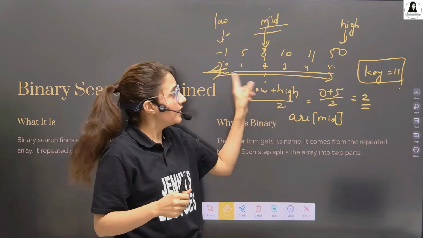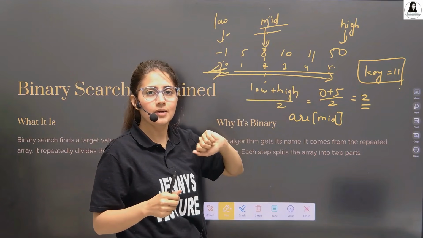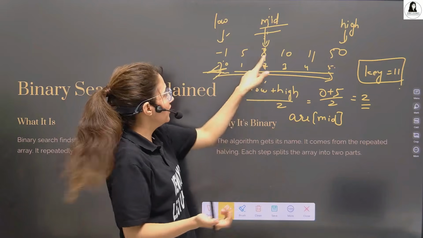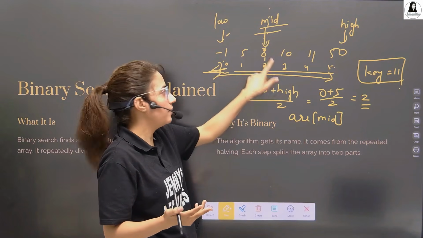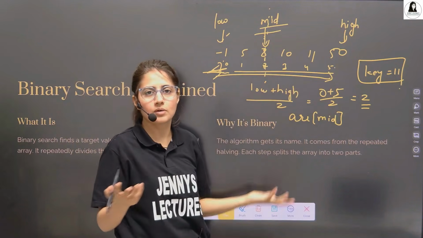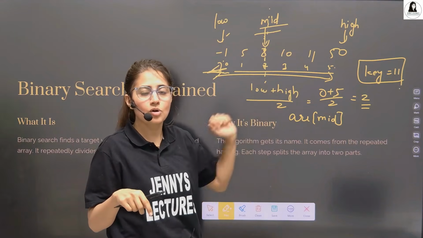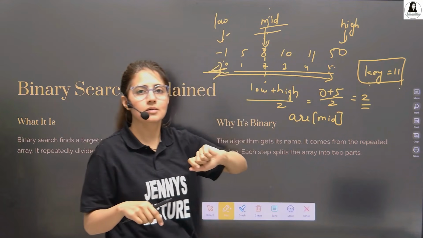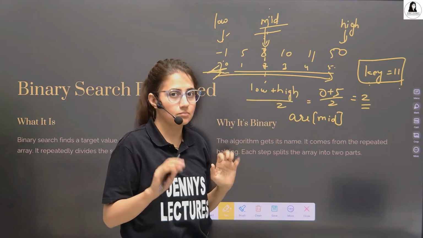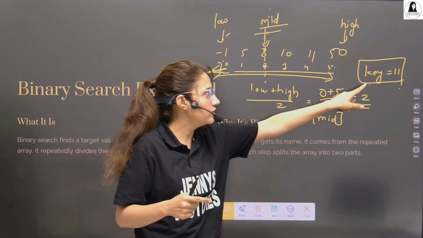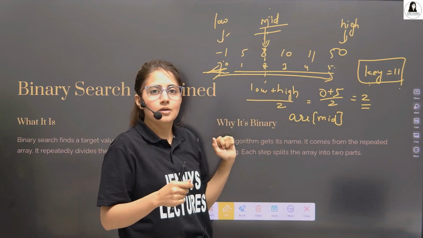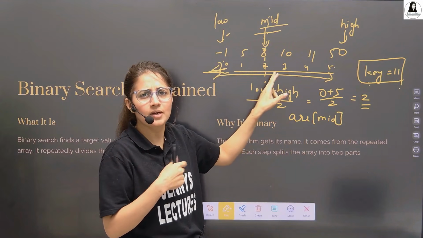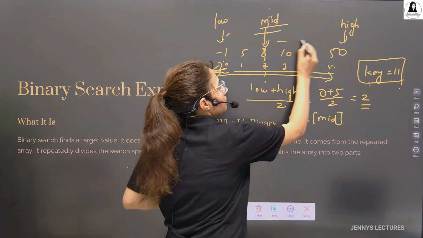If it is equal to the target element or the key element, simply return mid. That's it. If it is 11, return mid, and mid is right now 2. So yeah, we got our value. But if this is not equal to the mid element, and if this key element is greater than the mid element, now 11 is greater than 8. Can I now say that definitely this target element lies in this half?